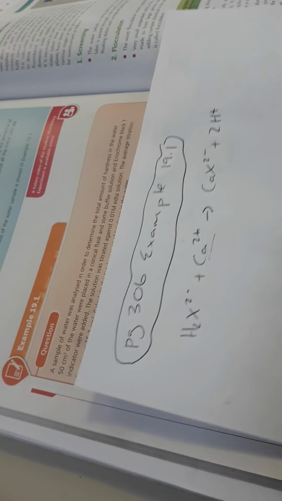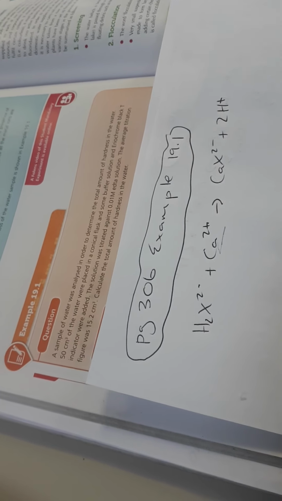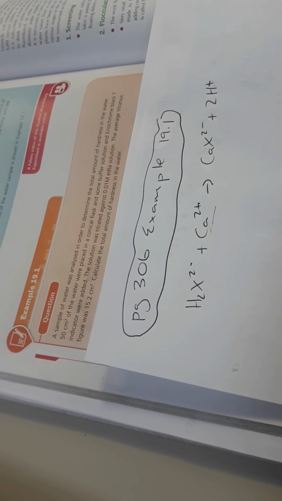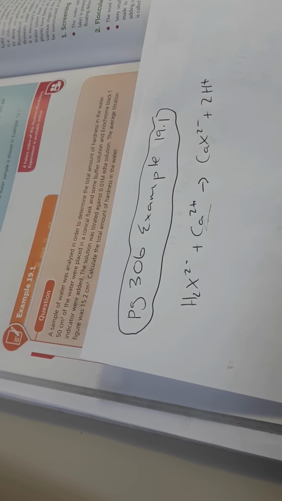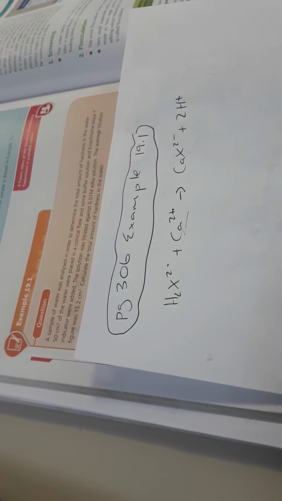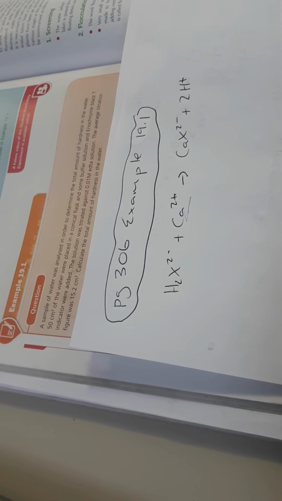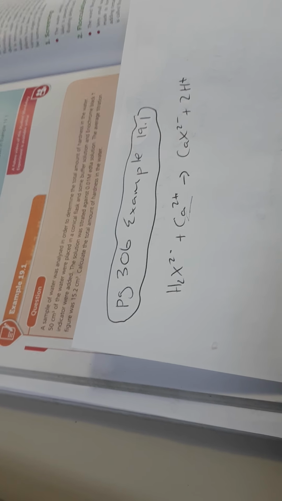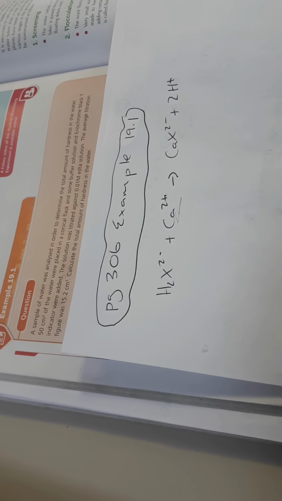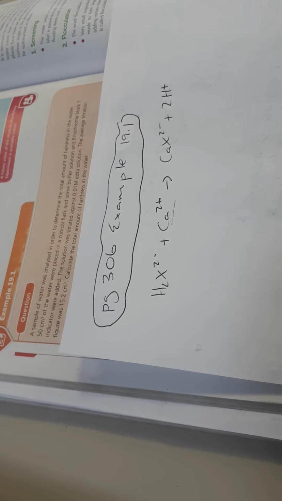So I'm just going to work through an example with you here, page 306, 19.1. A sample of water was analysed in order to determine the total amount of hardness in the water. 50 centimetres cubed of the water were placed in a conical flask and some buffer solution and Eriochrome Black T indicator were added. The solution was titrated against 0.01 molar EDTA solution. The average titration figure was 15.2. You're asked to calculate the total amount of hardness in the water.